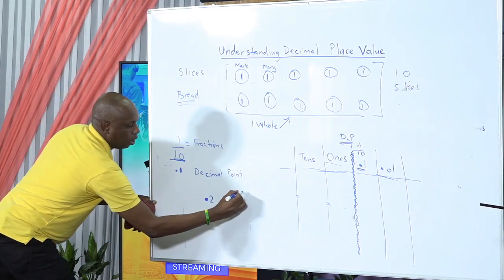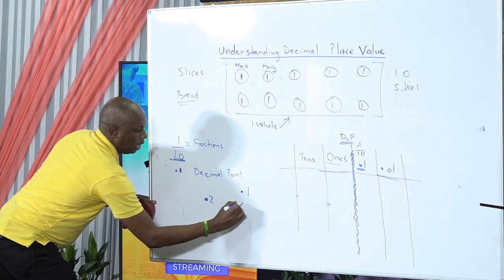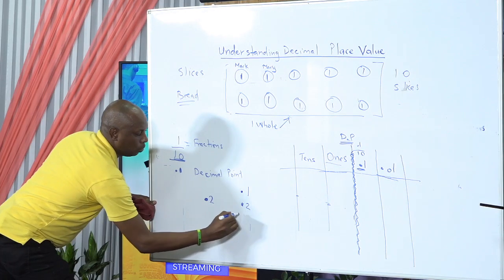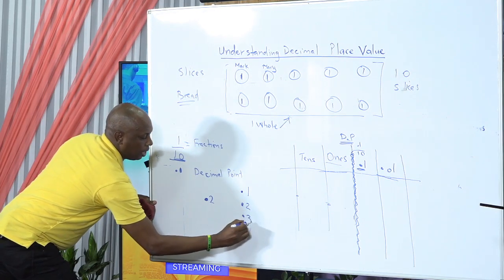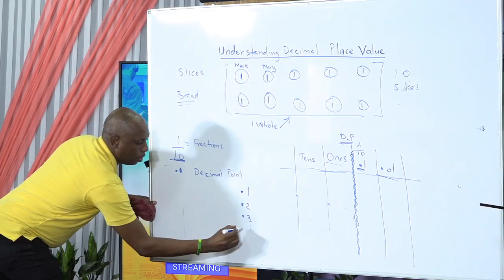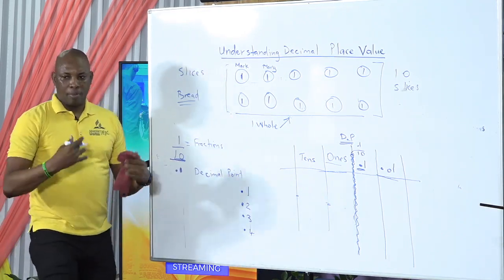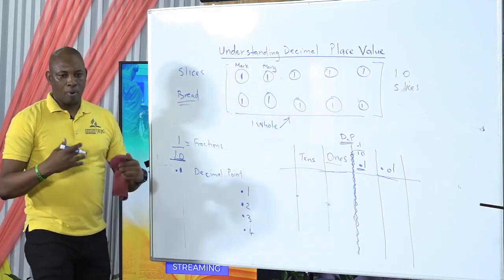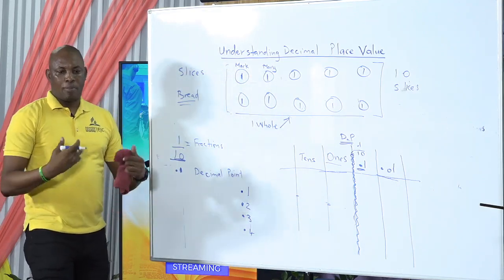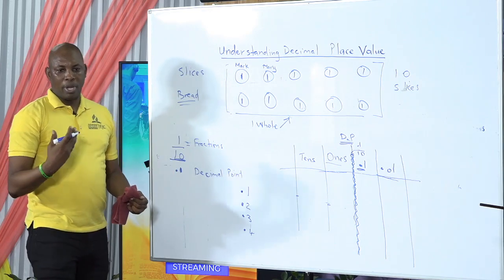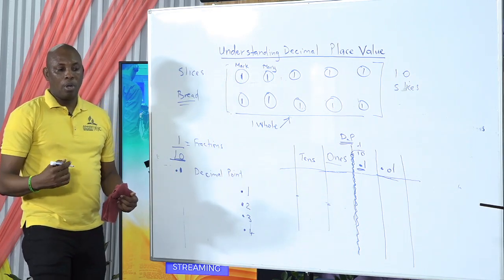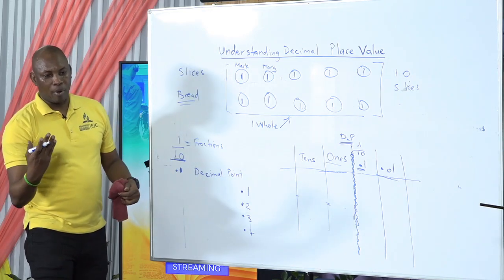We have 0.1, we can have 0.2, we can have 0.3, we can have 0.4, we can have 0.5, we can have 0.6, we can have 0.7, we can have 0.8, we can have 0.9. What would I ask you comes after 0.9?